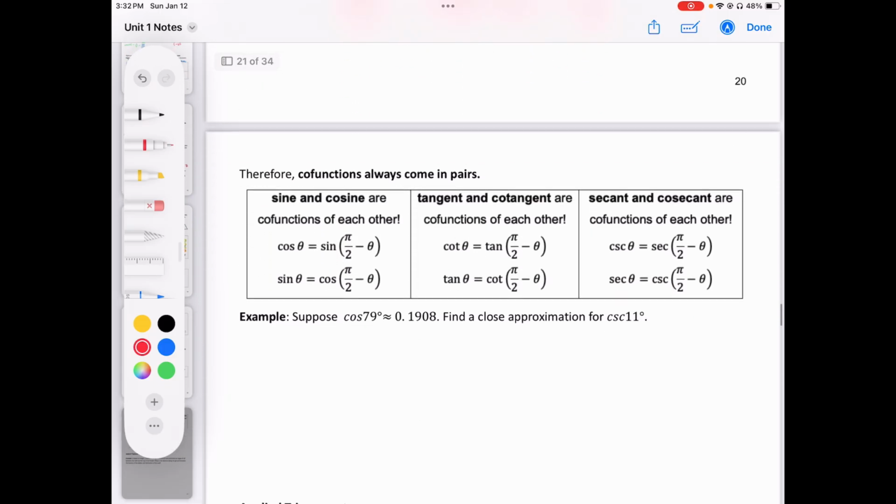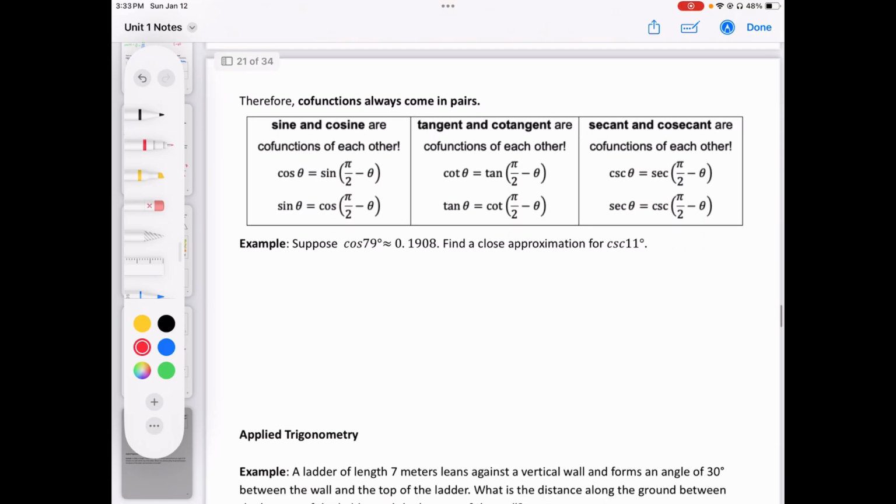All right. So cofunctions always come in pairs. For sine and cosine, we have cofunctions. For tangent and cotangent, we have cofunctions. And for secant and cosecant, we have cofunctions. So at any given time, you could rewrite a function in terms of another function.